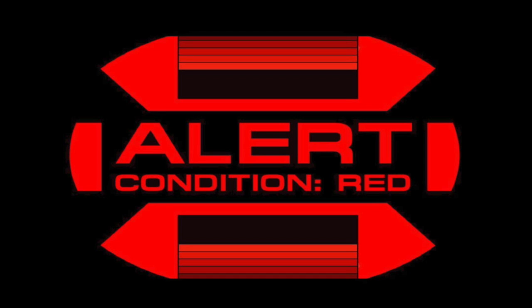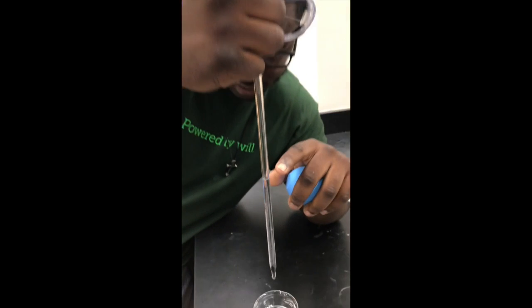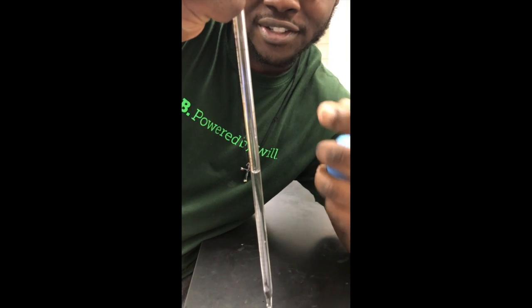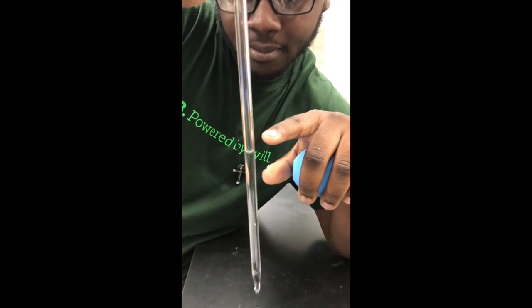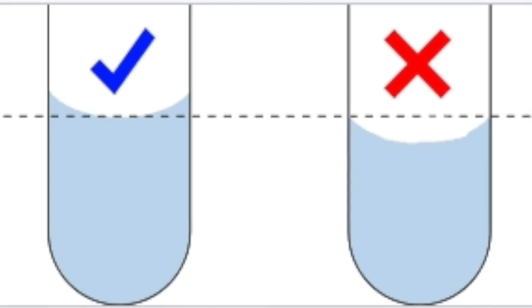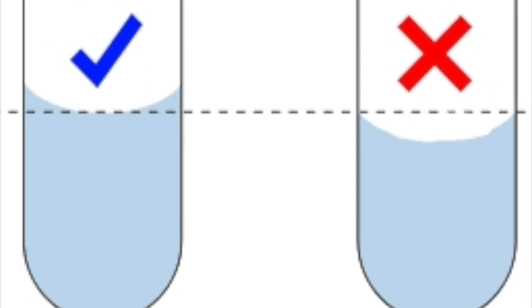There are two things we need to clarify before we start this experiment. First, the definition of a meniscus. So the meniscus is the little curve that forms when the water attracts to the sides of the surface, and we use the meniscus to measure the amount of water that's in the container. How do you read the meniscus? At eye level, at the bottom of the meniscus, yeah.